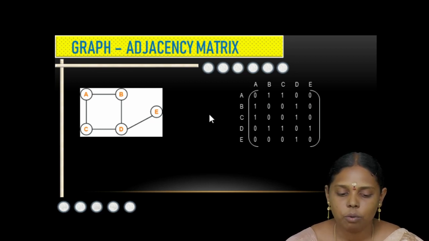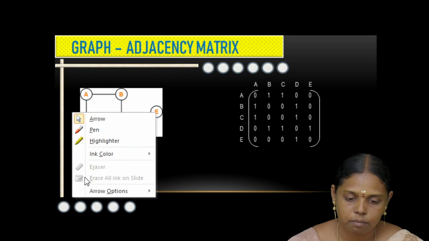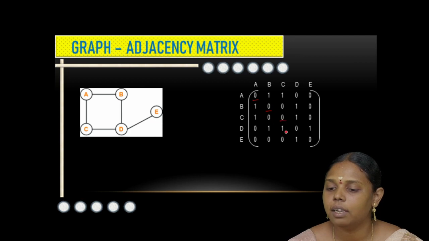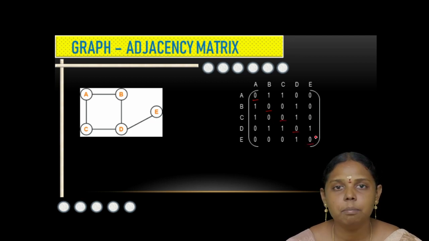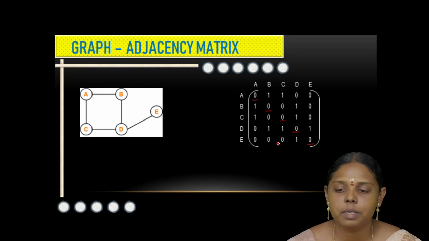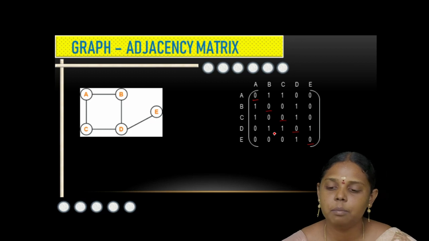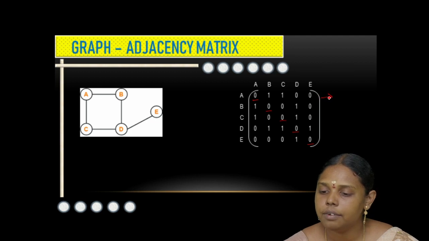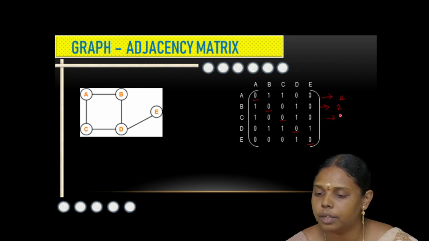In this matrix, we may note that the entries in the diagonal are 0. Since this is a simple graph, the diagonal entries will be 0, and since this is an undirected graph, the obtained adjacency matrix will be a symmetric matrix. We may find the sum of the entries in the first row is 2, the second row is 2, the third row is 2, the fourth row is 3, and in the last row this is 1.